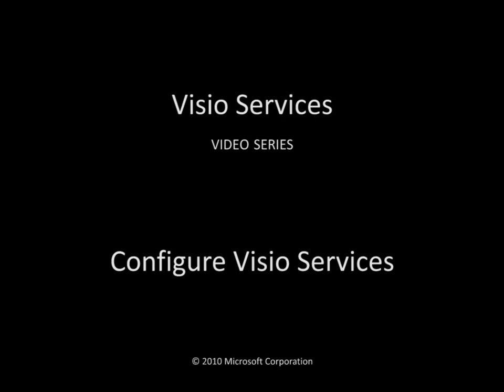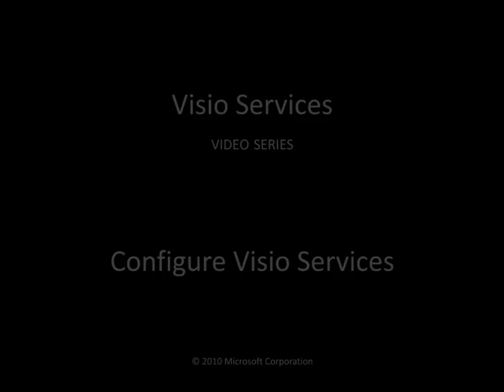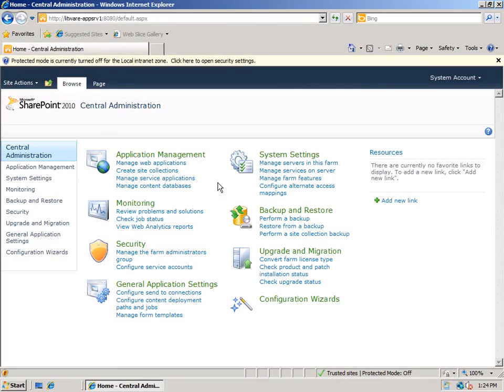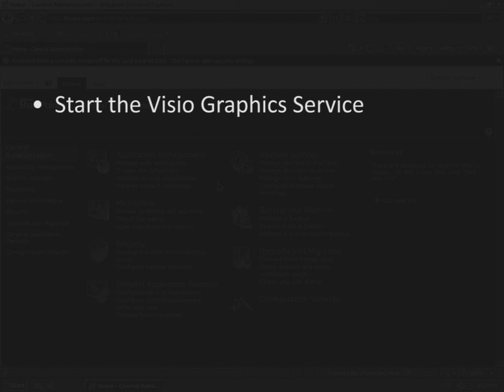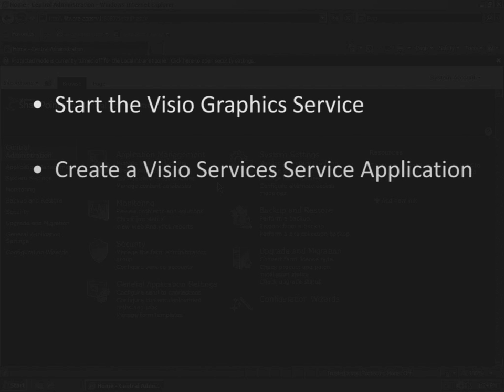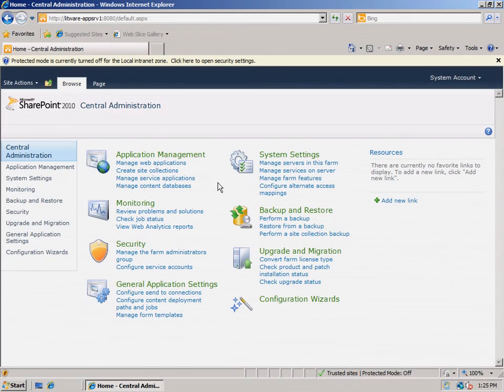In this video, we're going to take a quick look at how to configure Visio Services. This comprises two steps. The first is to turn on the Visio Graphics service, and the second is to create a service application. I'll start here in Central Administration, and under System Settings, I want to go down to Manage Services on Server.